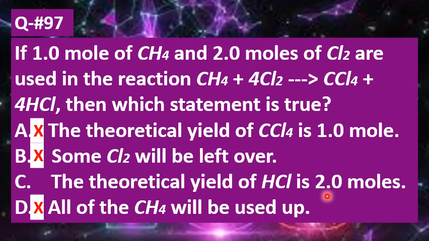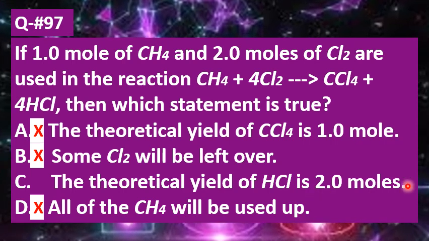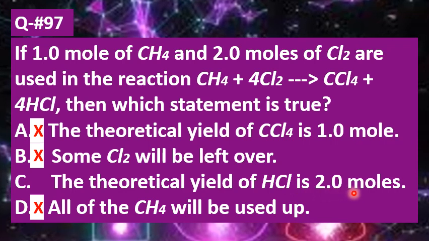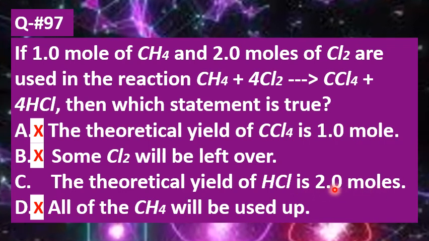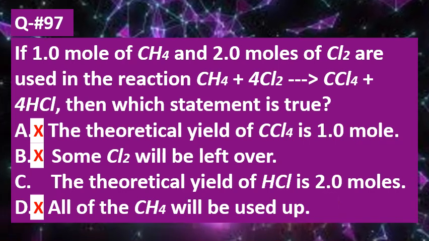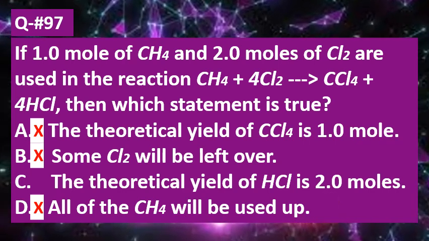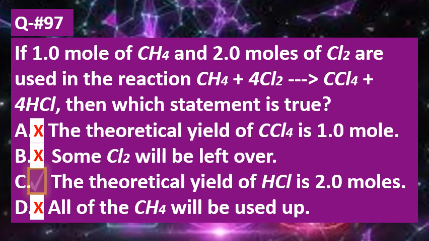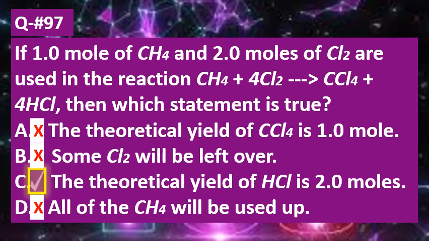And statement letter C, the theoretical yield of hydrochloric acid or HCl is 2.0 moles. All right, and this was shown earlier to be the theoretical yield of the product HCl. So this statement, therefore, is the correct statement.